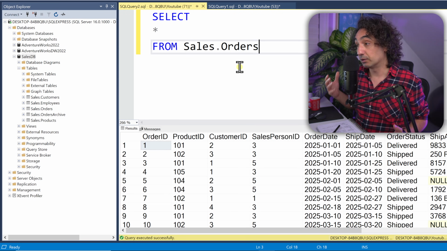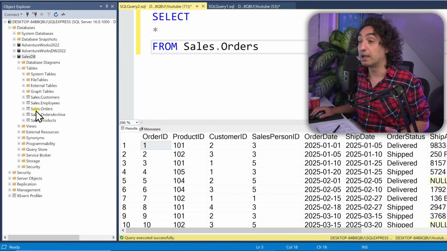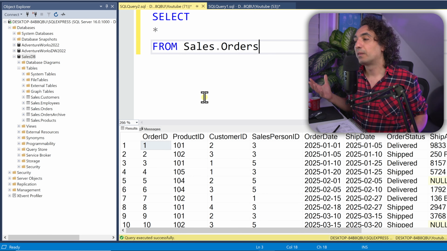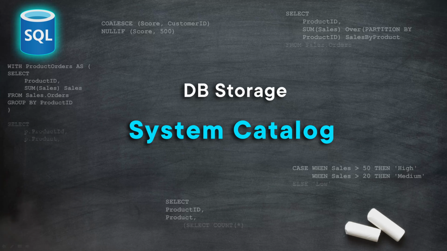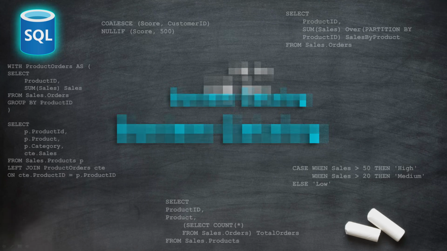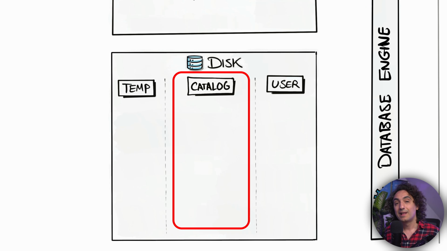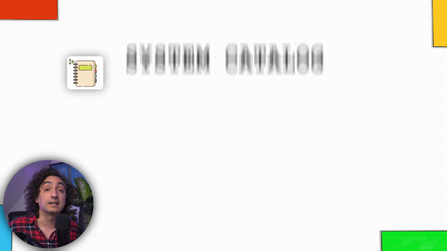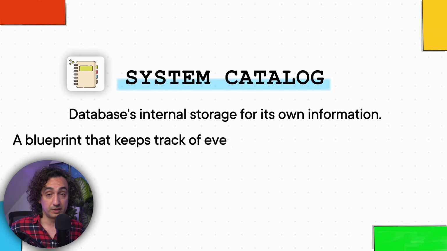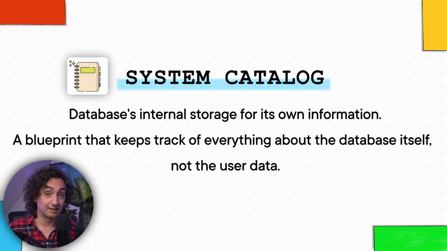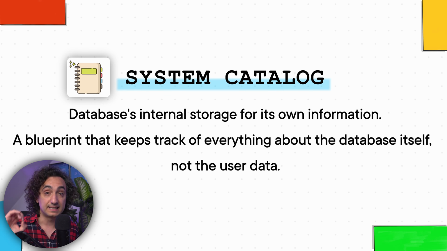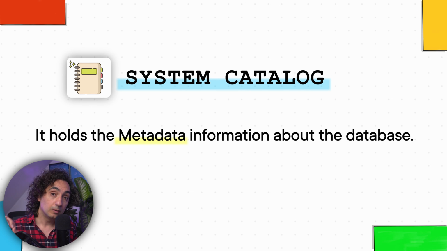But in the database, we don't have only the user data, we have many other pieces of information. So this is what we mean with the user data storage. Now, what is the system catalog? This is the internal storage for the database for its own information. So it's like a blueprint that keeps track of everything about the database itself. So the main purpose of the system catalog is that it holds the metadata information about the database.